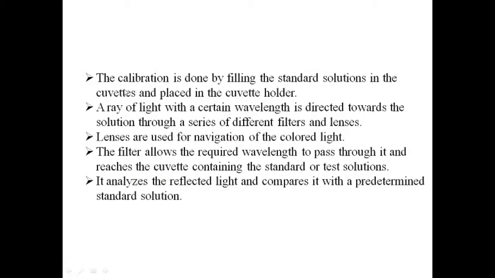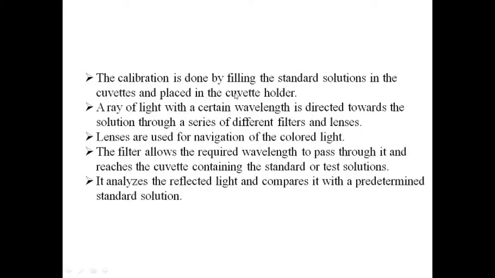So this is the description of the working of the colorimeter. First of all, the calibration is to be done. What is calibration? A solution of known wavelength, known concentration, and a known length is considered for calibration purposes, and the equation is matched. That is, we know that A is equal to epsilon CL. With this, the calibration is done using the standard solution in the cuvette, and that cuvette is placed in the cuvette holder.